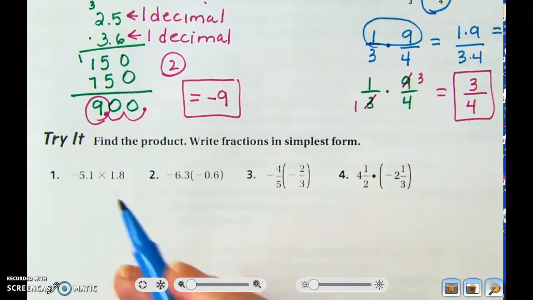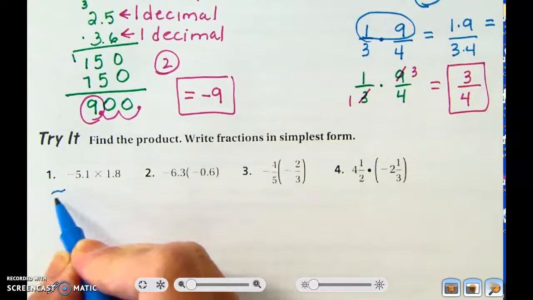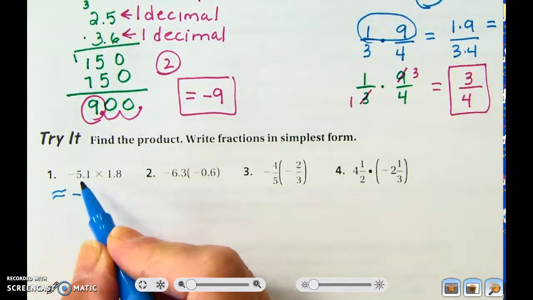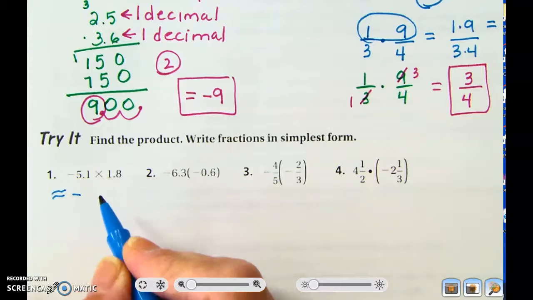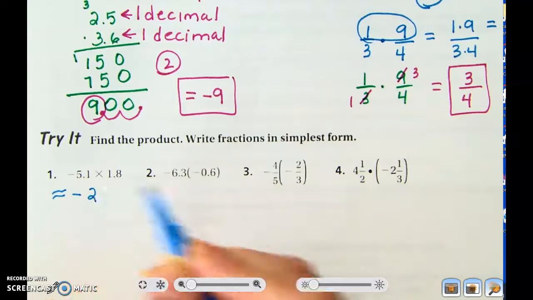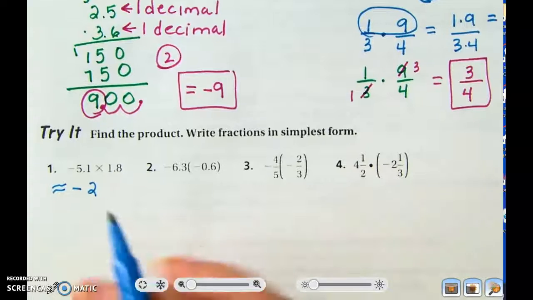All right, let's see how you did. So here I'm going to think that my answer is going to be negative, right? I have 2 different signs. And this is about 5, and that's about 2, so it's going to be about a negative 2. All right, let's go ahead and set it up.